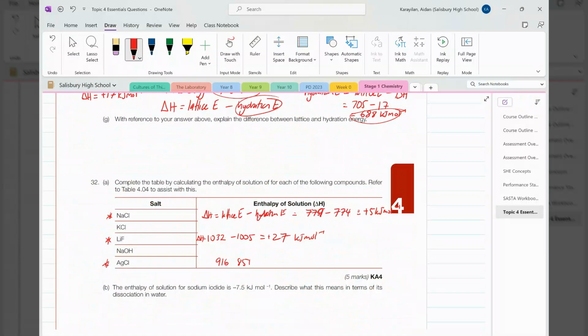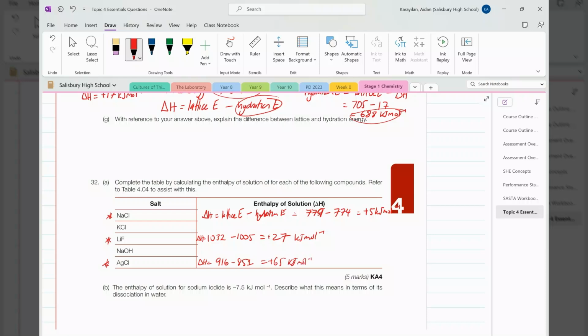This one here is a greater value than sodium chloride. And silver chloride is 916 minus 851, sorry. And so that would be 50 plus another 15, so positive 65 kilojoules per mole.